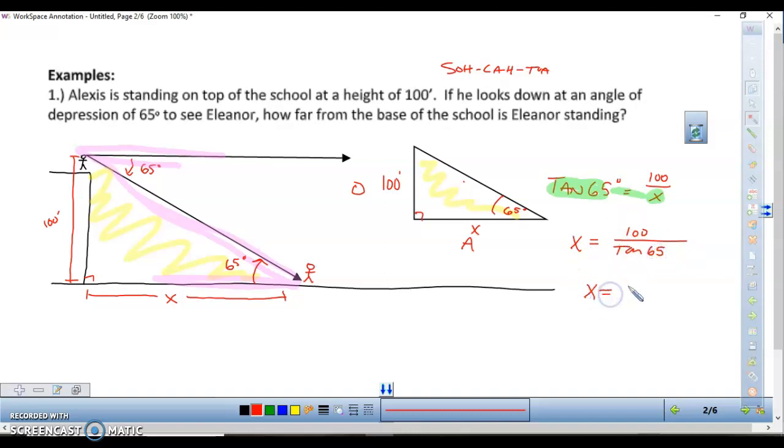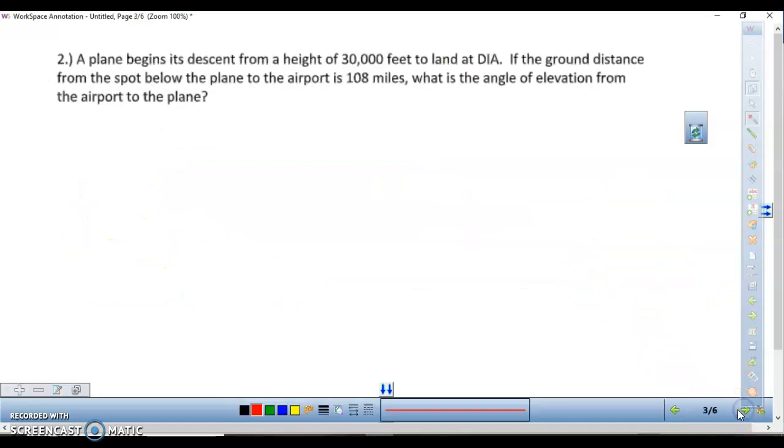So when I punch that in my calculator, and you guys should be punching buttons, we get 46.6 feet. That's how far Eleanor would be standing from the base of the school. Let's take a look at another one.